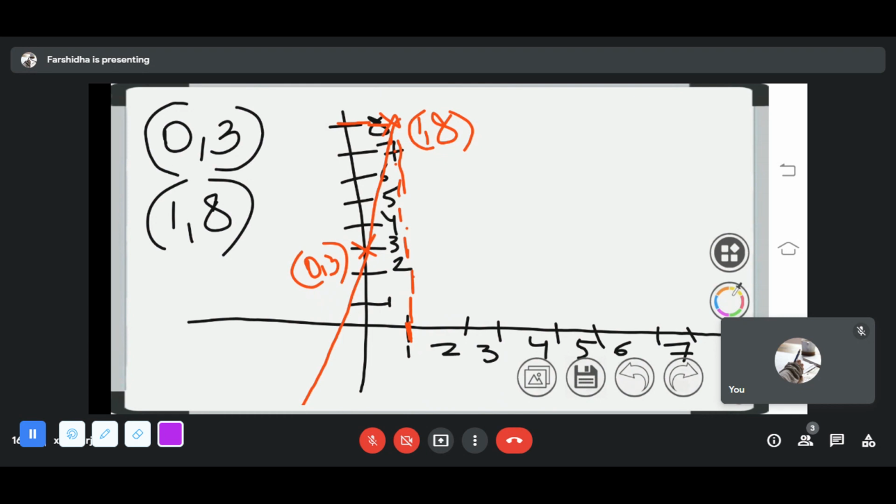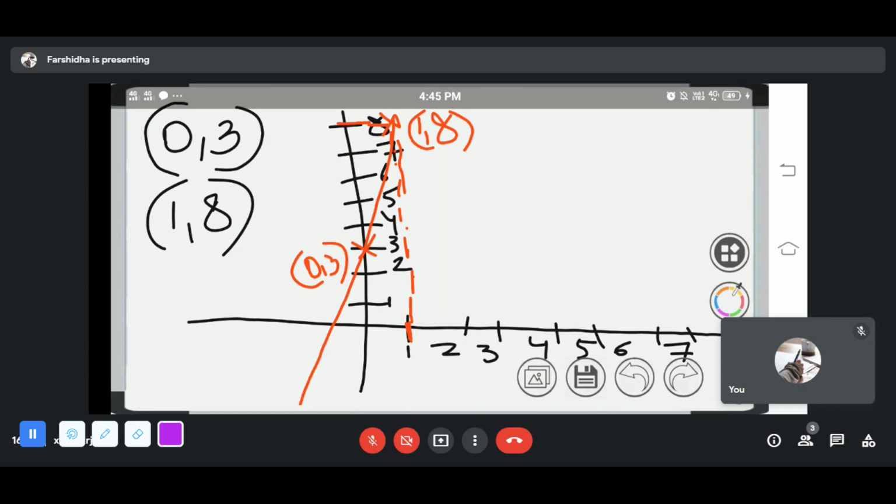And on that line, you can write the equation 5x minus y is equal to minus 3.